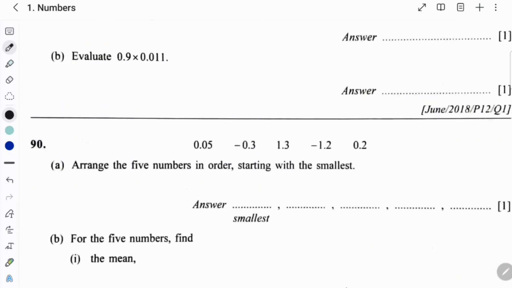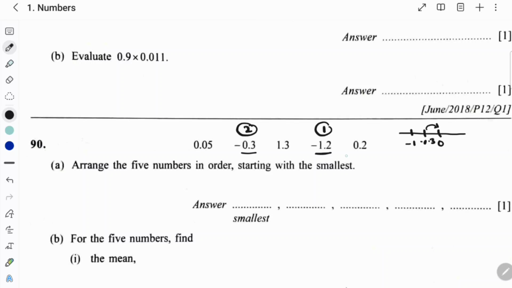Okay. Alright, in this question 90, arrange the 5 numbers in order starting with the smallest. Negative and positive numbers are there. So first compare the negative numbers. Minus 0.3 and minus 1.2. Minus 1 is a greater digit, but minus 1 will be smaller. So that is the first number, and it's the second number, because whenever you draw the number line, 0, and then minus 1 comes after, and minus 0.3 is closer to 0, and minus 1 comes after that, so it is the bigger number.